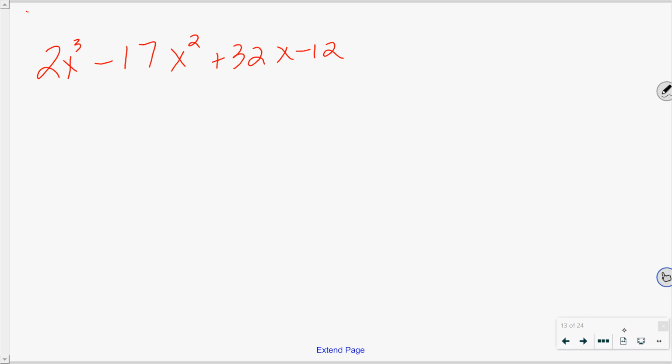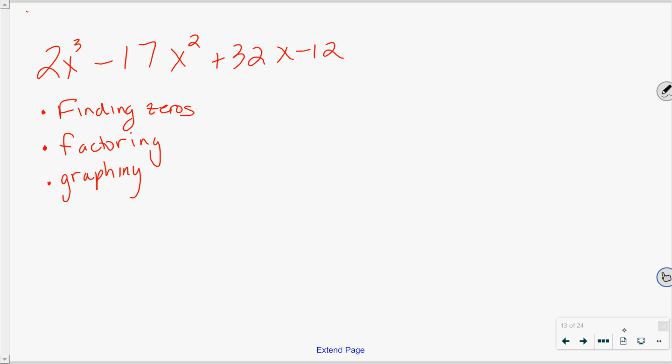All right, so I didn't do this B period. Let's write what we're actually doing, right? So we are finding zeros. We are factoring it. And the ultimate thing, we are graphing it. In order to find the zeros, we're using the rational zero theorem, which is our list. We're using synthetic division.